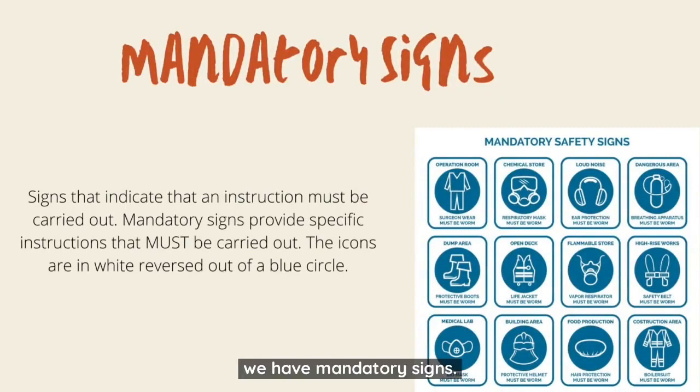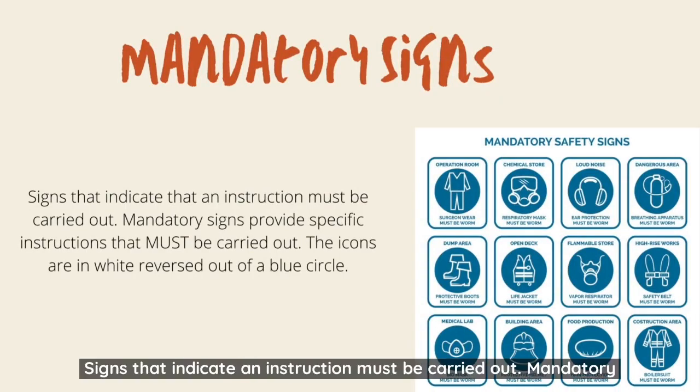As the second one, we have mandatory signs. Signs that indicate an instruction must be carried out. Mandatory signs provide specific instructions that must be carried out. The icons are in white, reversed out of a blue circle.